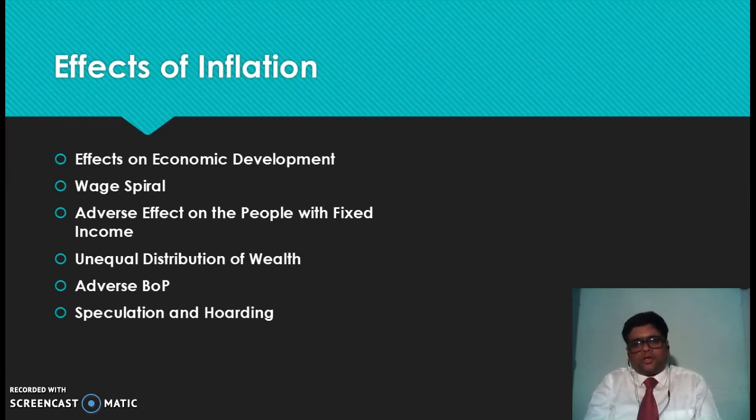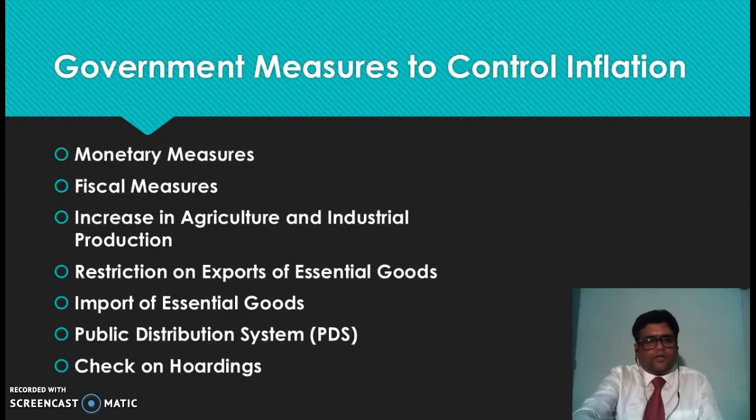Then speculation and hoarding. Due to high inflation, traders tend to practice speculation, where they speculate on high prices or very low prices of goods and services, and they also tend to the practice of hoarding. So these are negative evils of inflation.